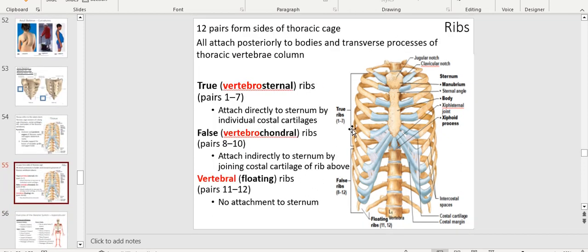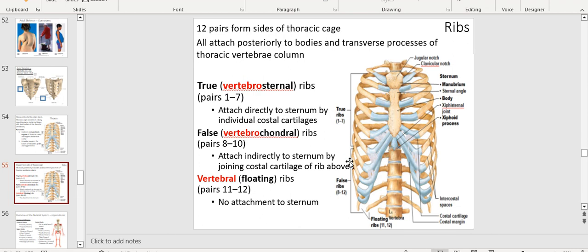The 12 pairs form the sides of the thoracic cage, all attached posteriorly to bodies and transverse processes of the thoracic vertebral column. So even though the floating ribs down here don't meet anything on the anterior portion, all ribs have an articulation with the vertebral column, okay? There are the true ribs, which we call vertebrosternal, and these are pairs 1 to 7. They attach directly to the sternum by individual costal cartilage.